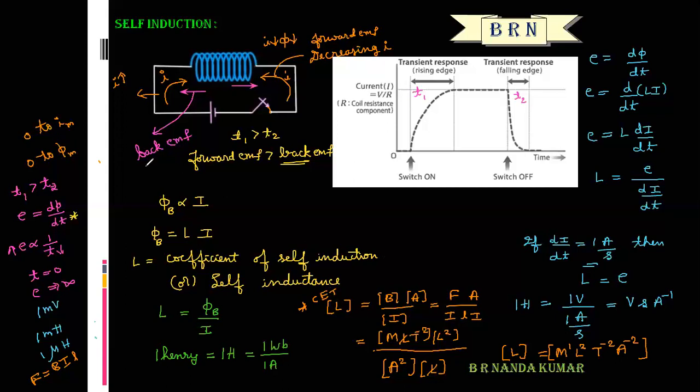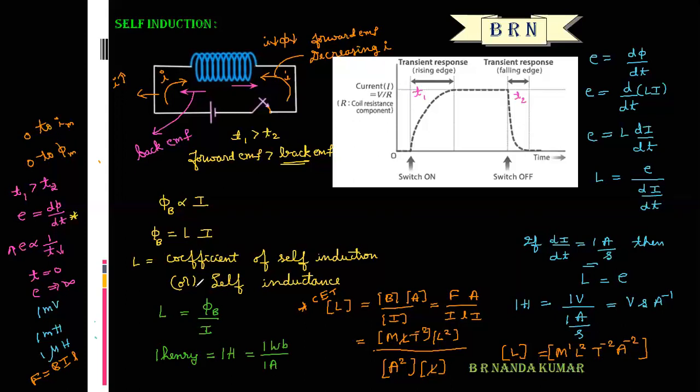What is the meaning of self-induction? Whenever the magnetic flux linked with a coil changes, an EMF is induced in the same coil. It is the property of a coil by virtue of which it opposes growth or decay of current flowing through it, that is, it opposes increasing current, decreasing current, or any change in current. That is the meaning of self-induction.